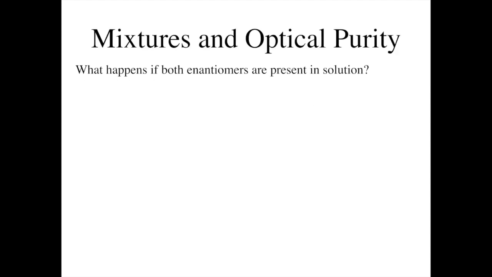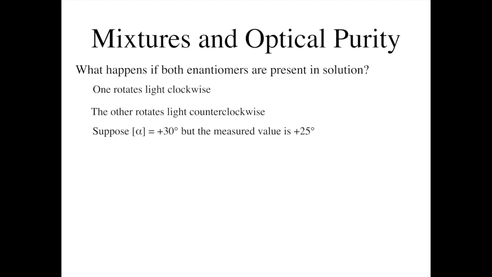degrees. What if you have mixtures? Like, in other words, both enantiomers are present in solution. Well, if you have both, one will rotate the light clockwise, one will rotate the light counterclockwise. So for instance, the specific rotation for one enantiomer might be plus 30 degrees. But you realize it may not be pure, some of the other enantiomer might be there. And so you measure the specific rotation and find that it's plus 25 degrees.